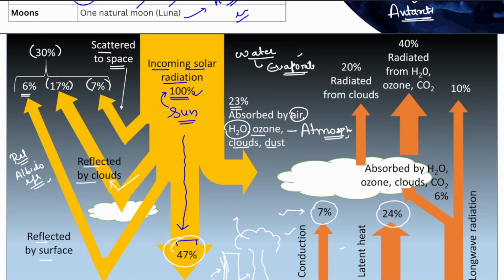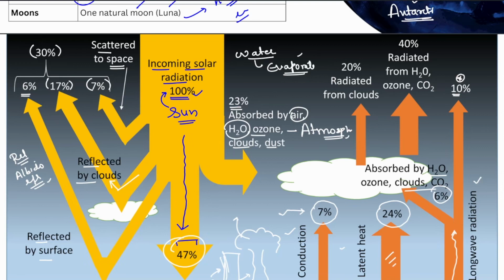Let's say there is an ocean. The water is getting warm. So, there is a latent heat which is inherently present in things. This is 24%. And one of the very important ones is the long wave radiation. So 10% heat is emitted finally as long wave radiation from Earth's surface. This is very, very important. All right, 6% of this long wave radiation is absorbed by the H2O, ozone, clouds, and so on.